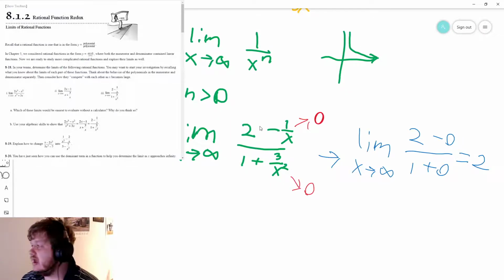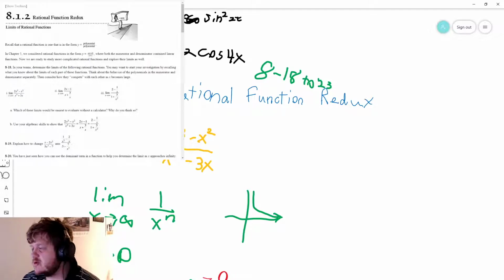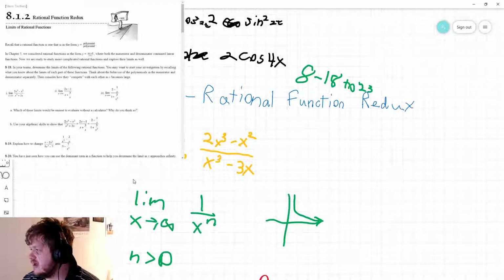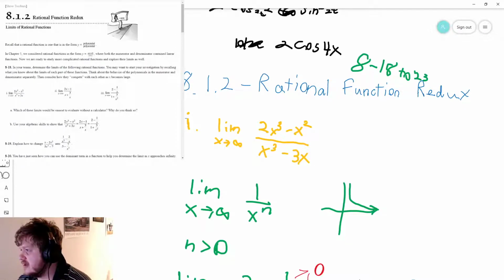Now that's a pretty quick way. However, when we take a look at these different limits, this one and this one and this one are all actually the same limit. To prove that, if we look at the limit as x approaches infinity of the first one, we can divide by our dominant term to show how we do that. So in this case, we're going to divide everything by x cubed.